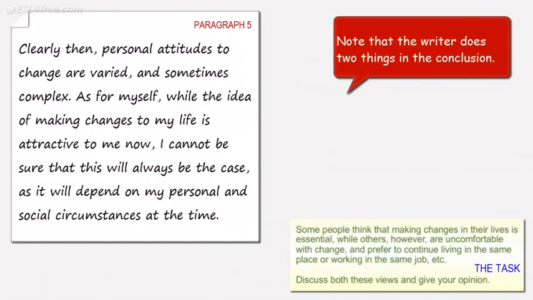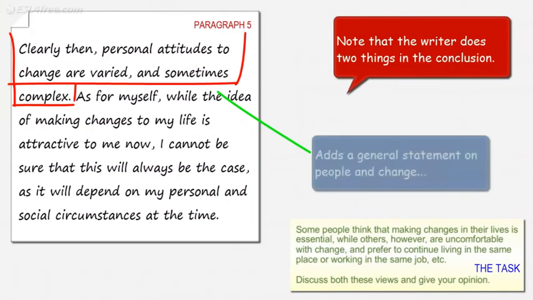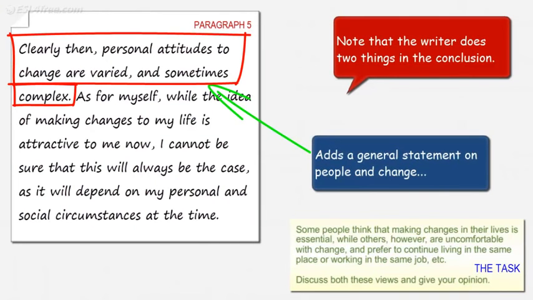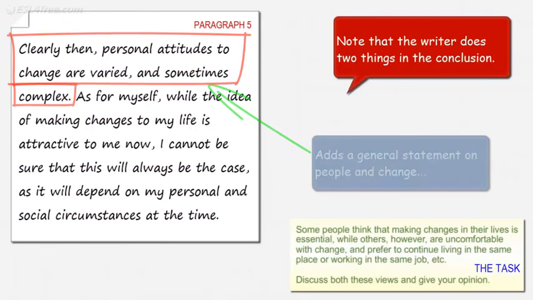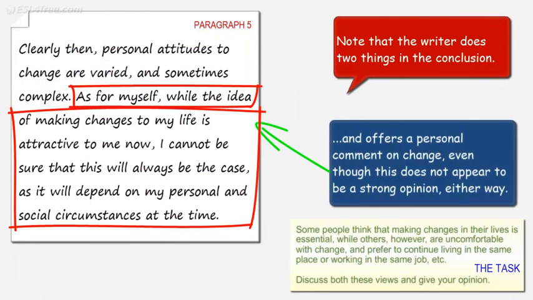Note that the writer does two things in the conclusion. Adds a general statement on people and change, and offers a personal comment on change, even though this does not appear to be a strong opinion either way.